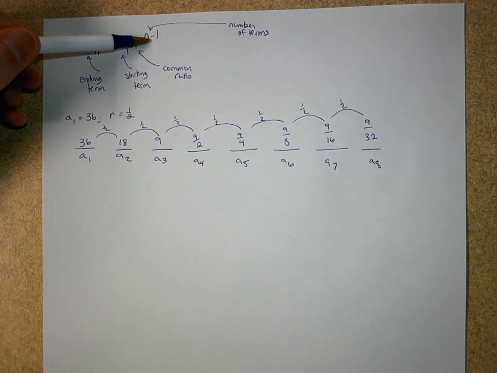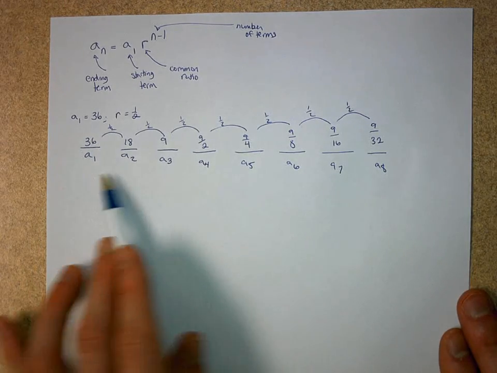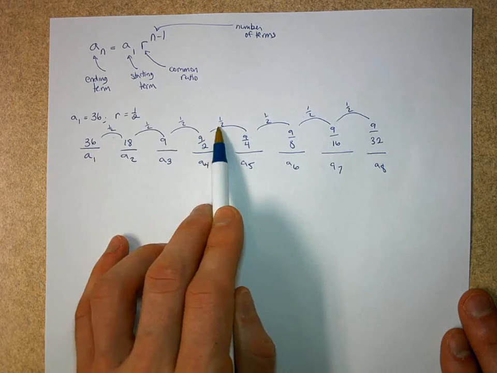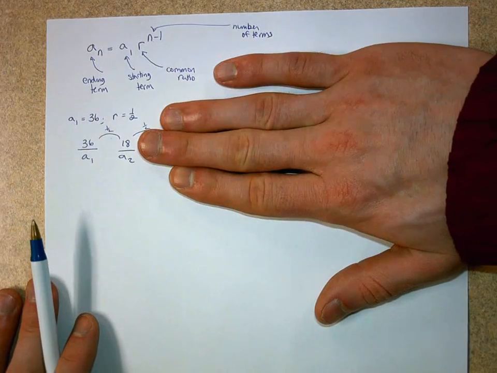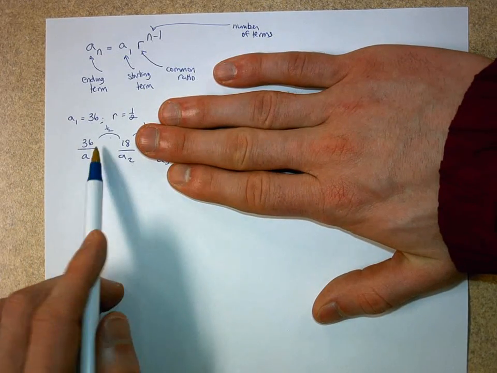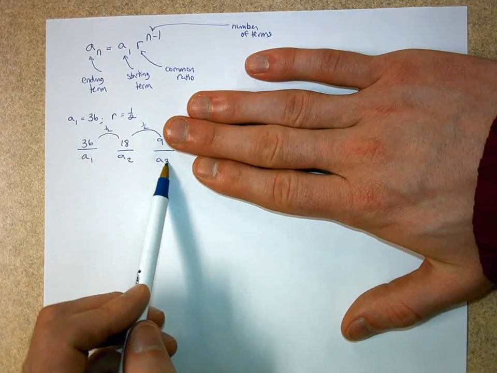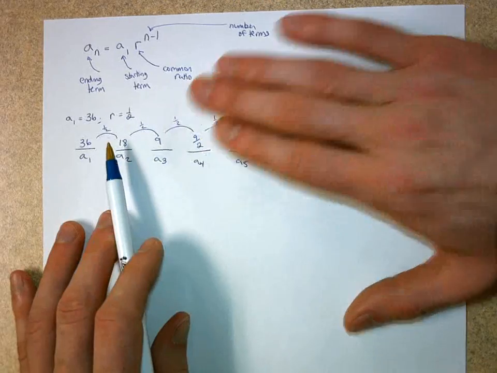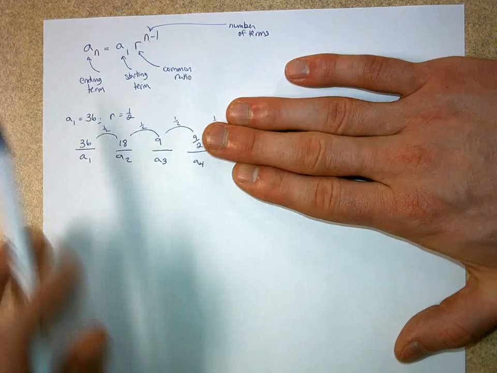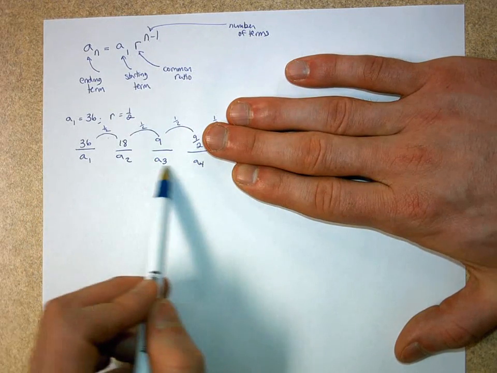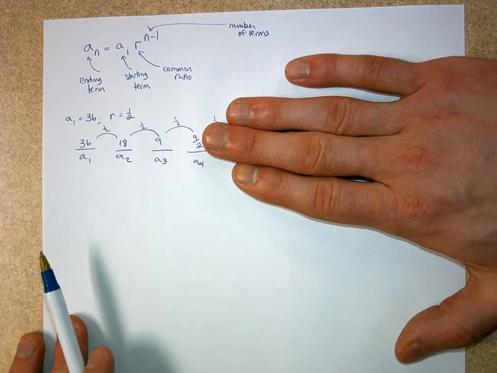Now, why does the n minus 1 come up? Well, the n minus 1 comes up because every time I look at the number of terms I've got, the number of times I multiply is going to be 1 less. If I go to 2 terms, a sub 2, I only multiply by 1/2 once. If I go to 3 terms, to a sub 3, I multiply by 1/2 twice. If I go to a sub 4, I multiply by 1/2 3 times. So that's why we've got the n minus 1 up there. It's the number of terms we're dealing with minus 1, which tells us how many times we've got to multiply by the ratio.